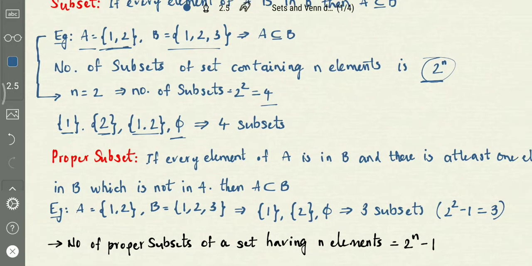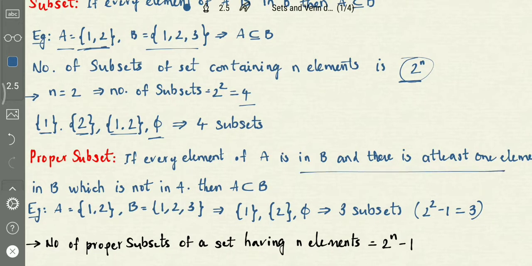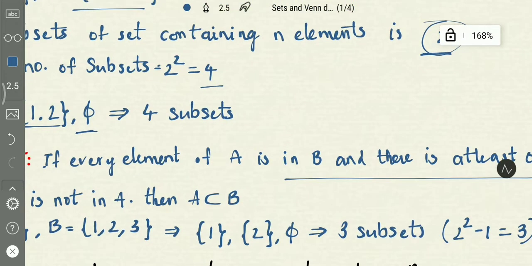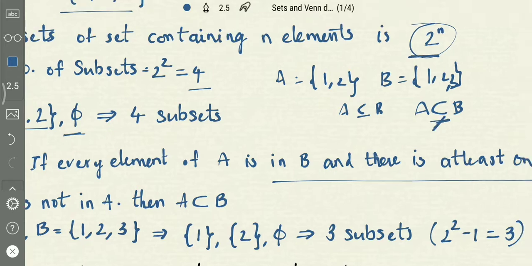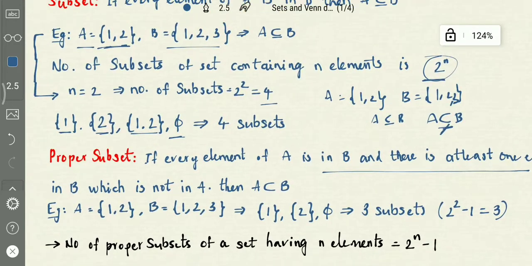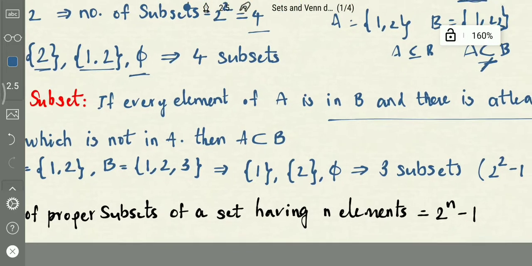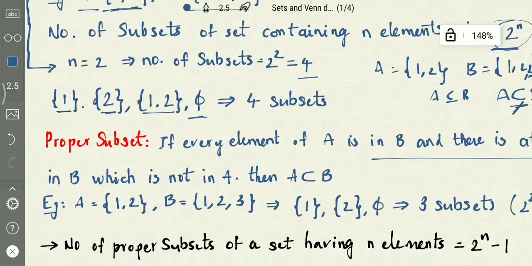Then what is a proper subset? If every element of A is in B and there is at least one element in B which is not in A. Let us say A is equal to {1, 2} and B is also equal to {1, 2}. Then A is a subset of or equal to B. If B has an extra element 3, then A is only a subset of B and it is not equal to B. This is what proper subset means. So B should contain at least one element more than A. Then A is a proper subset of B.